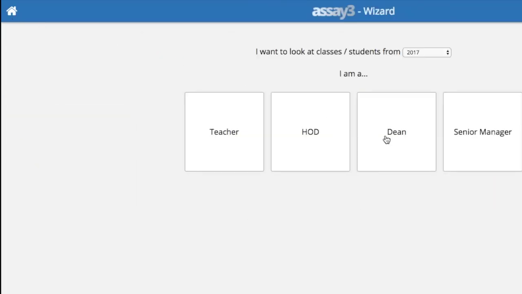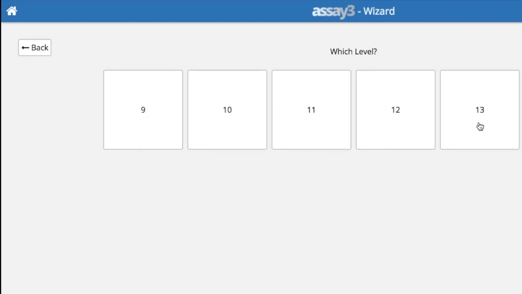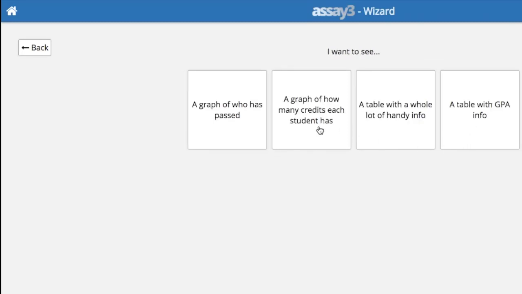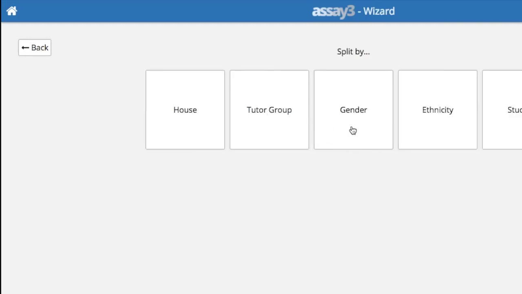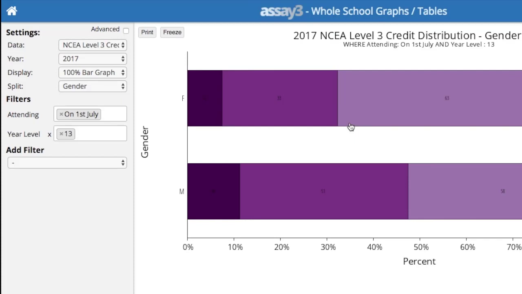If we come back into that wizard, Dean mode, and again for that Year 13 group, we also can have a look at a graph of how many credits each student has, and this time we'll have a look at level 3. This time we'll split it up by gender. What this shows us is the progression towards getting level 3.